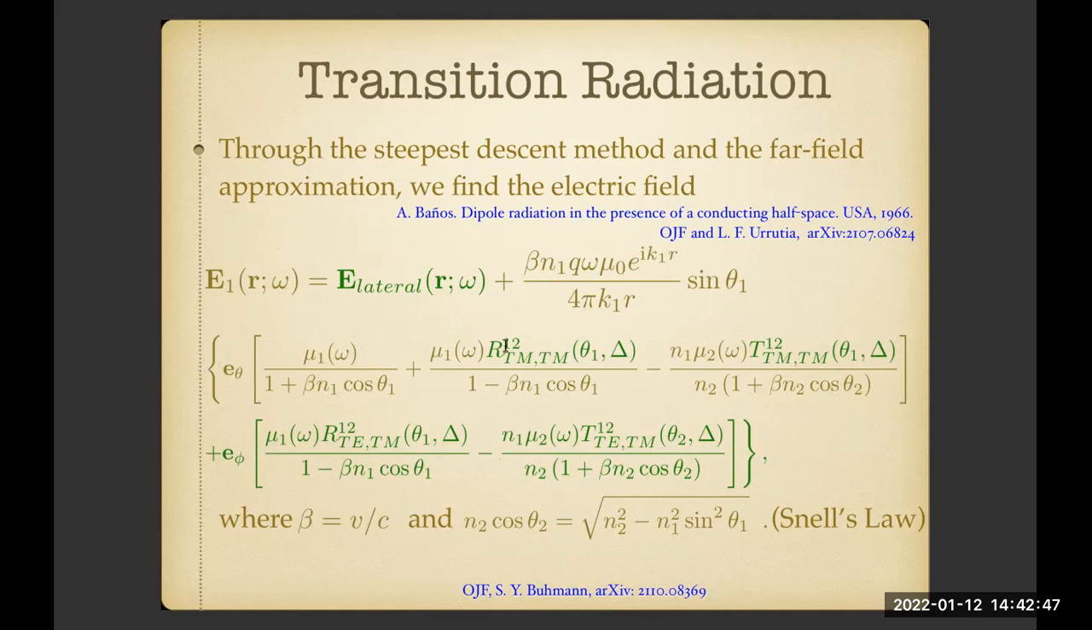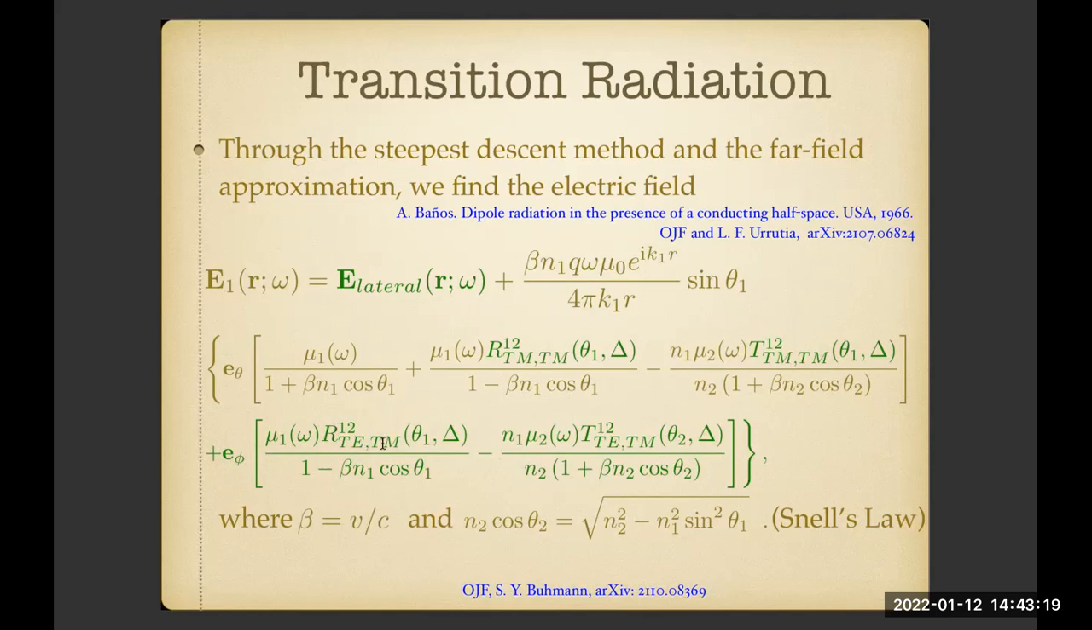The modifications in comparison with the transition radiation in the standard case are also in green here, and are encoded in the modified Fresnel coefficients. And also a new term appears here, which propagates in the phi direction. That means that there are two contributions that travel perpendicular to each other.